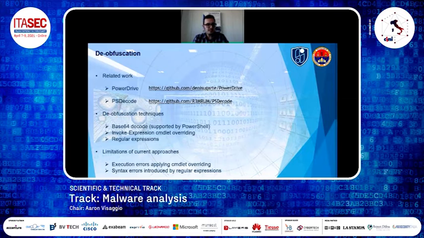About the actual state of the art, we mention some related works, PowerDrive and PSDecode. These tools use some deobfuscation techniques to deobfuscate base64 format and Invoke-Expression commandlet overriding and regular expressions. However, this approach presents some limitations. For example, some problems are execution errors applying commandlet overriding or syntax errors introduced by regular expressions.